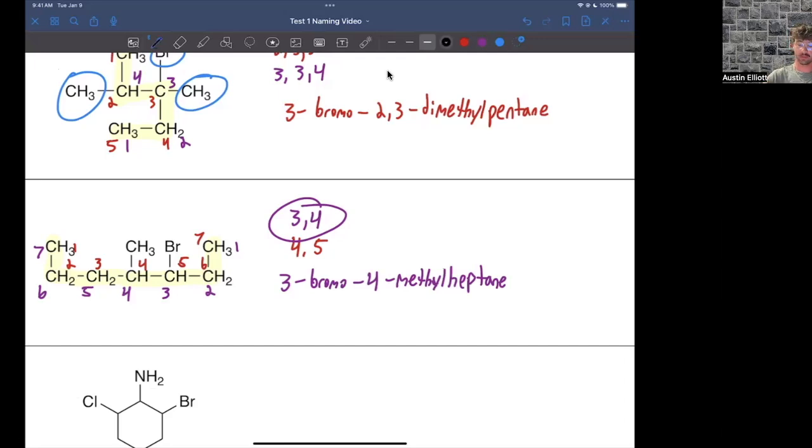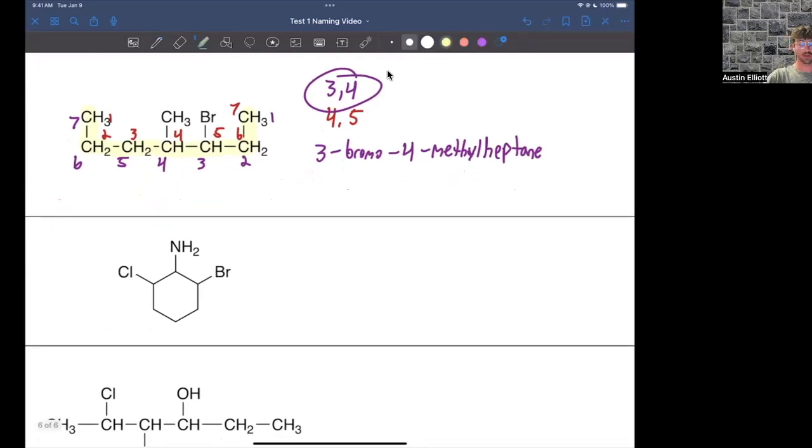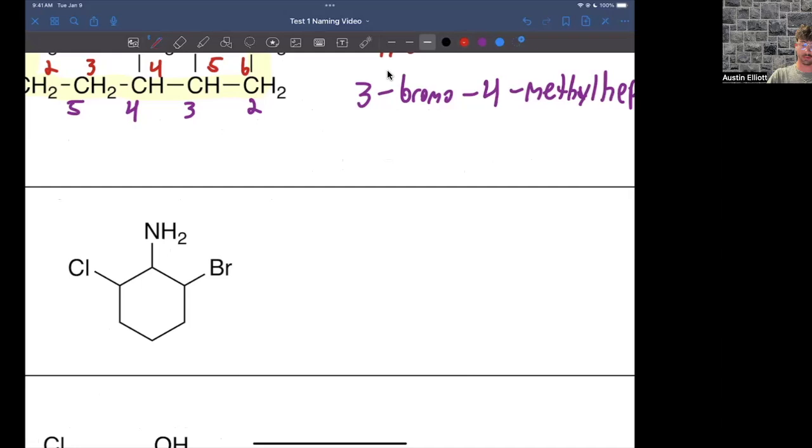Not too bad with that one. So now it gets a little bit more complicated. This is a ring structure. They're usually a little hard to number because you really have to pay attention to the alphabetical order when you're going around. So we do have a priority functional group.